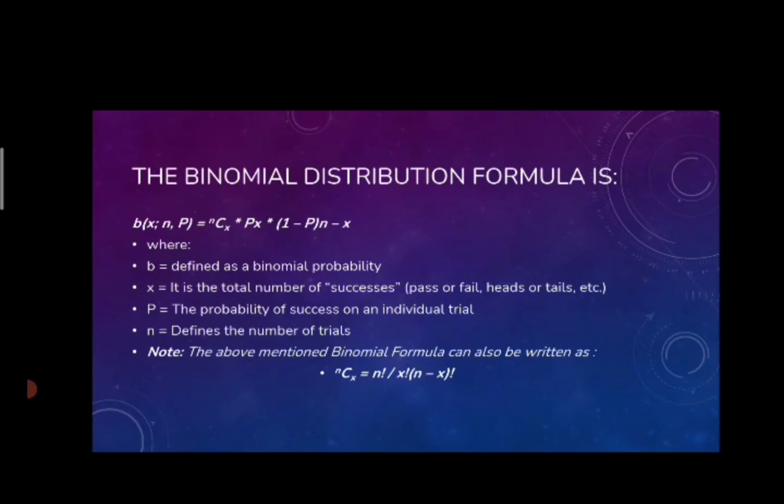The general binomial formula is b of x, n, p is equal to nCx into p^x into (1 minus p)^(n minus x), where b is defined as a binomial probability and x is the total number of successes, pass or fail, heads or tails, etc. The p is the probability of success of an individual trial. N defines the number of trials. The above binomial formula can also be written with nCx is equal to n factorial by x factorial into (n minus x) factorial.